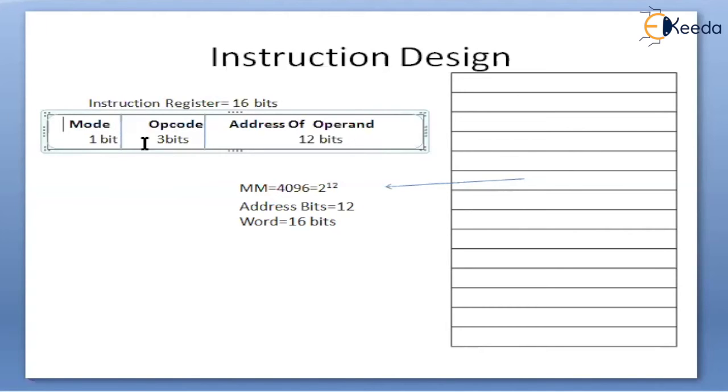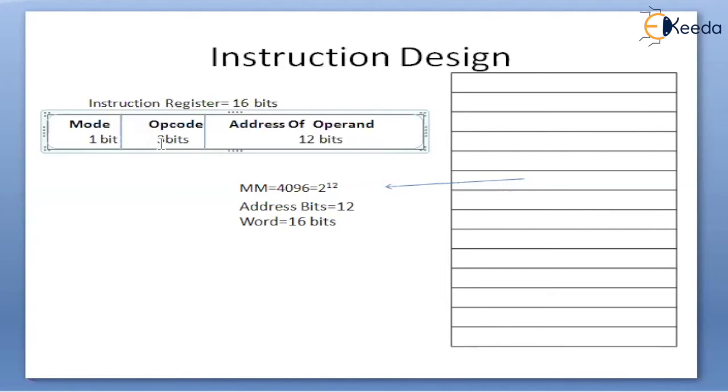These opcodes could be addition or subtraction or multiplication or division or anything. That is required because an operation needs to be performed every time you execute an instruction. That operation will be represented in this opcode field. Opcode represents the operation that is going to be performed in executing these instructions. This opcode is of 3 bits.